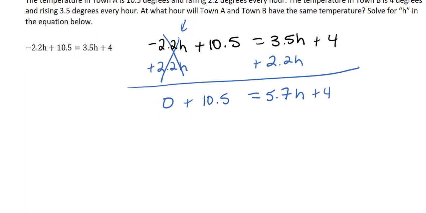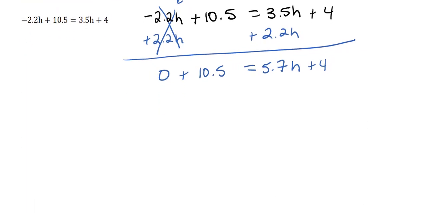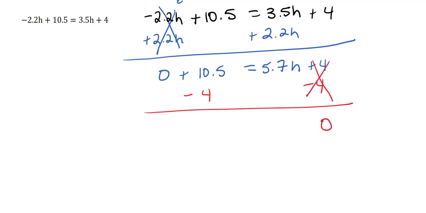Our next step is to continue to get h by itself. We got the variable onto just one side, so that was a good first step. Then we're going to subtract 4 on both sides. This becomes 0. We bring down 5.7h. And then we have 10.5 minus 4, so that's 6.5. Just make a bigger equal sign.